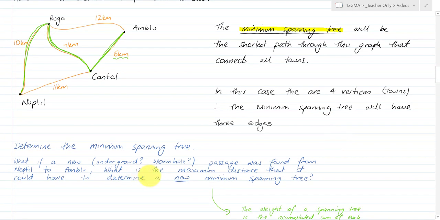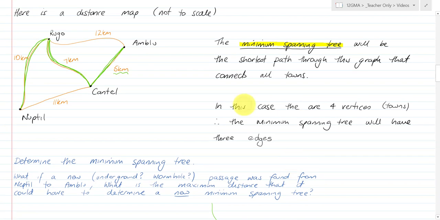What if a new underground wormhole was suggested there? A new passage was found from Nuptial to Amblew. So let's say I'll draw that on there. So Nuptial around to Amblew. What is the maximum distance that it could have to determine a new minimum spanning tree?